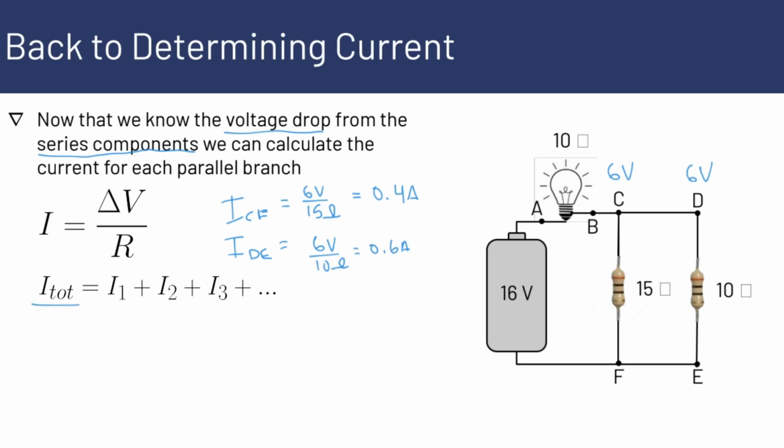And if we look at our equation here, I total, the total current across our branches should equal the sum of the individual currents. So we have 0.4 plus 0.6, which is equal to 1 amp, which is the total current that we know for the circuit. So we've got that figured out. So we now know all the important information about this circuit.